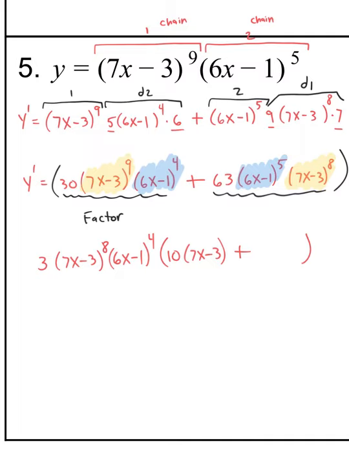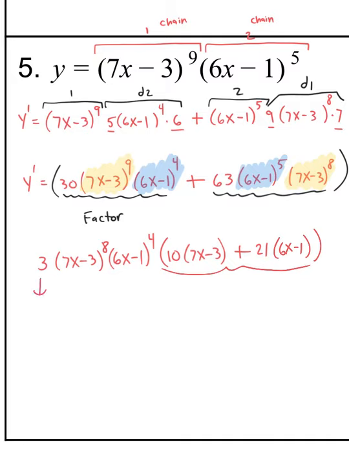To get the second term, I take my second term here, and I divide it by my common factors. So 63 divided by 3 is going to give me a 21. Alrighty, and then the 7x minus 3's, there's 8 here and there's 8 here. They cancel. The 6x minus 1's, I have 5 here and I have 4 here. So I have 1 left, 6x minus 1.